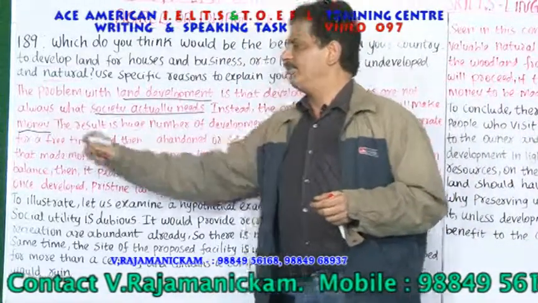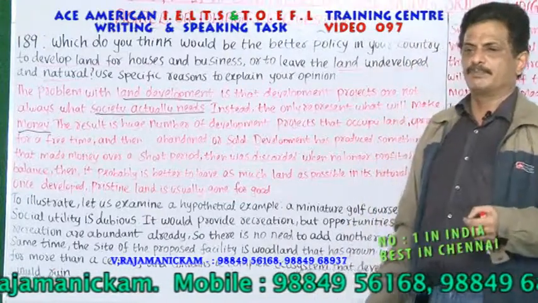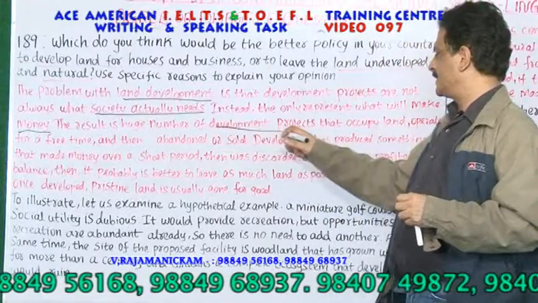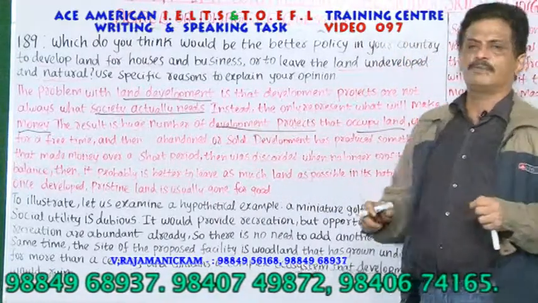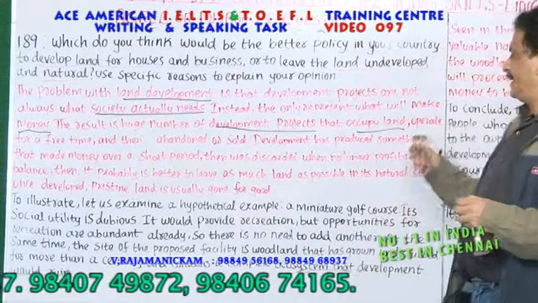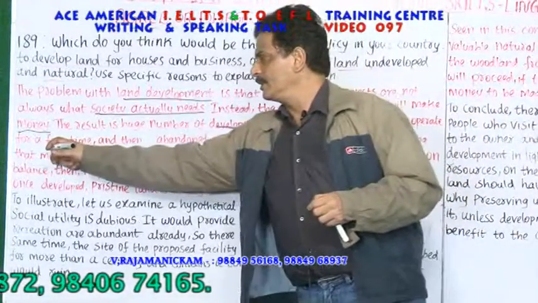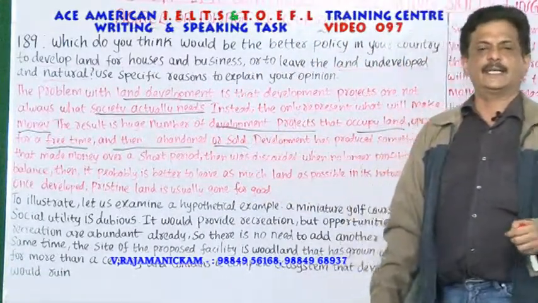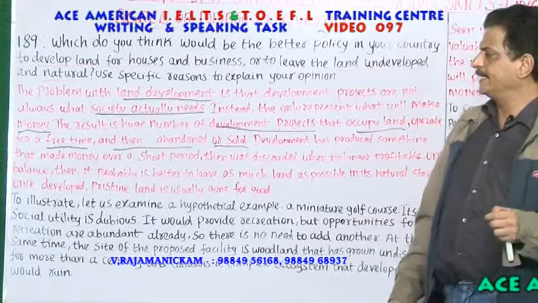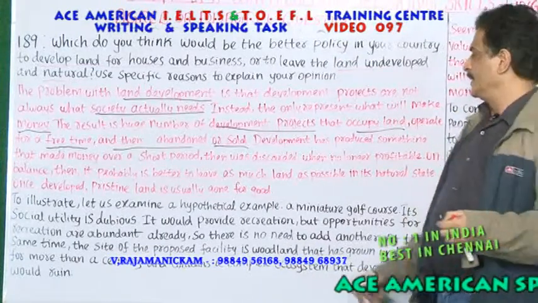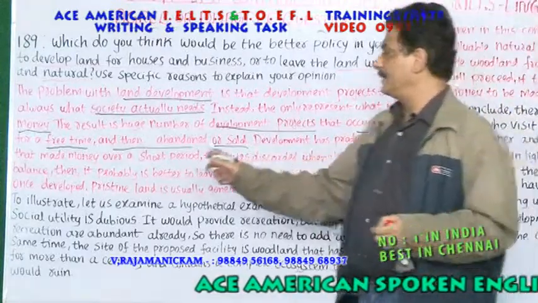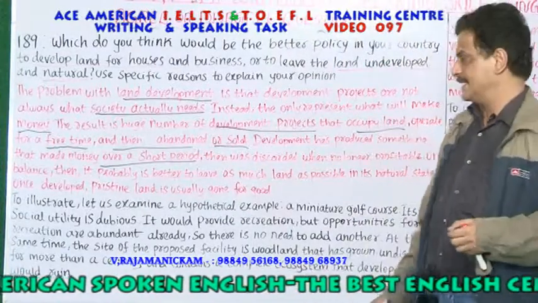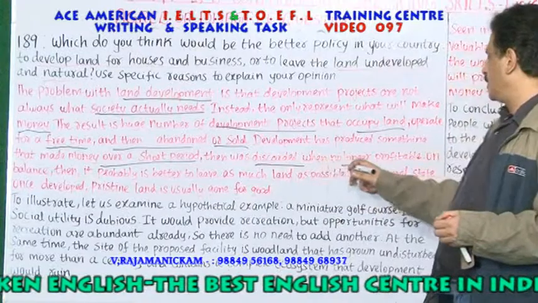So land development only brings money, it brings business for certain people. So the result is a huge number of development projects that occupy land, operate for a certain time and then abandon or sell it. So you use it, take a lease from the government, operate it, then leave it or sell it. Development has produced something that made money over a short period. So development of land is just a money making business, that's all. That was discarded when no longer profitable.